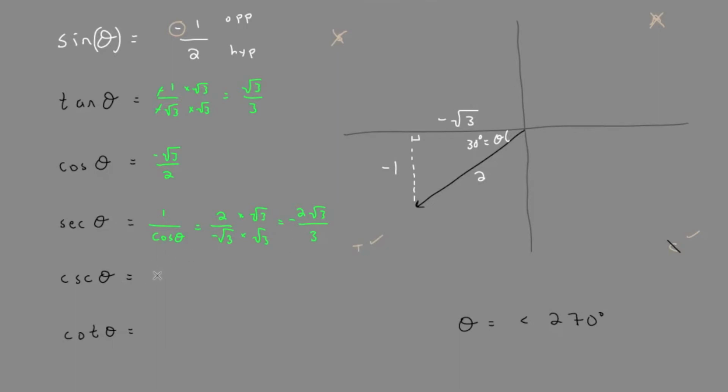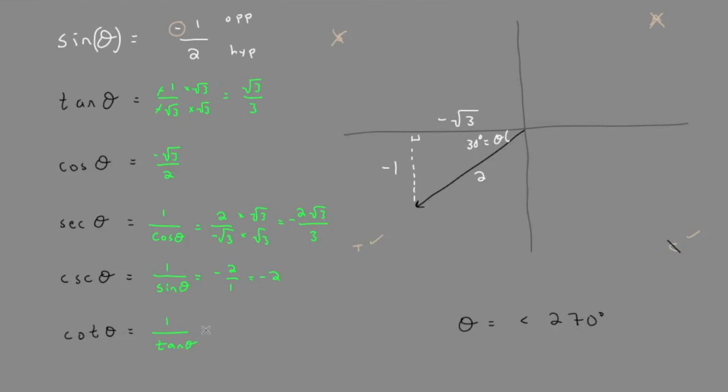Next we have cosecant theta. Cosecant is the inverse trig ratio of sine. You should remember that. Try to remember it. And we already have sine, so we can reciprocate or flip what we have for sine. So -1/2 would become -2/1. So just -2. Cotan is the inverse of tan, which we already have.